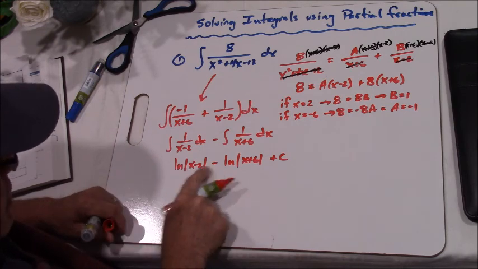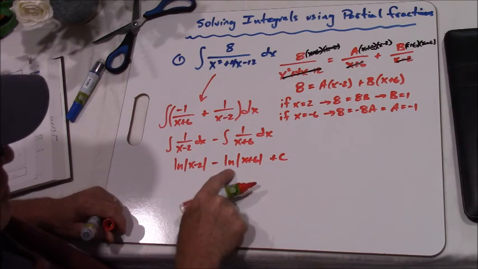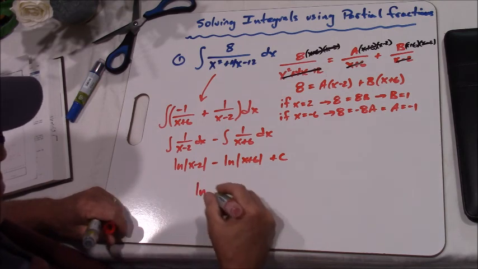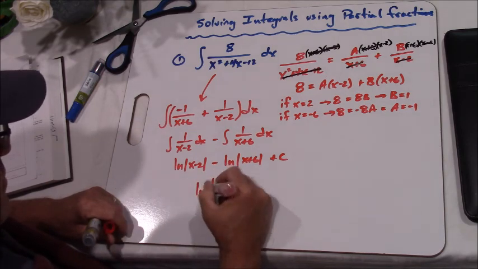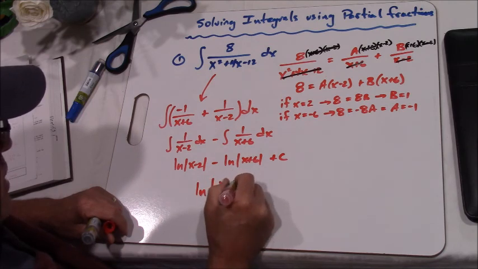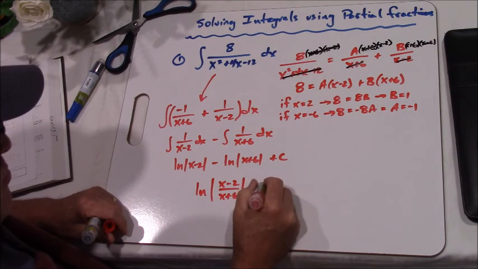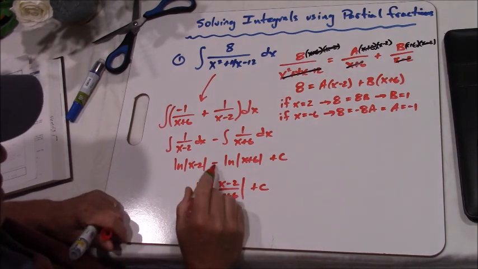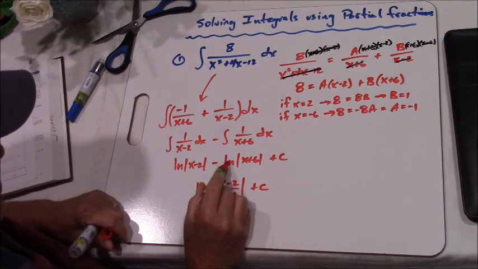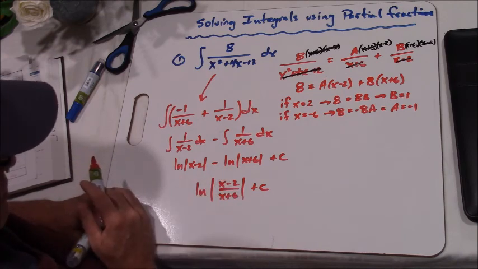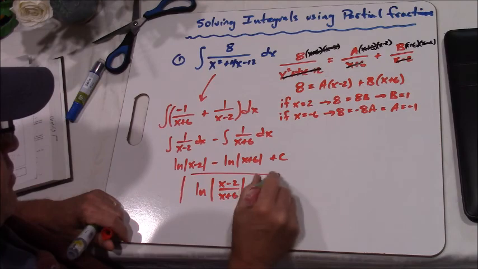And since I'm subtracting logs, I could use the properties of logs and just write this as natural log absolute value of x minus 2 over x plus 6 plus c. Remember, when you subtract exponents, that happens when you're dividing. There it is. There's my answer.